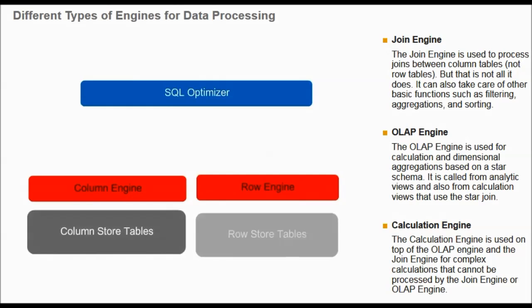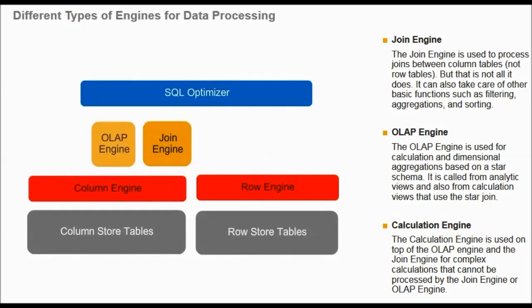SAP HANA architecture provides different types of engines: join engine, OLAP engine, calculation engine. There is quite a lot of overlap in the capabilities of the engines. The SQL optimizer decides the best way to call the engines depending on the involved models and queries sent to SAP HANA.